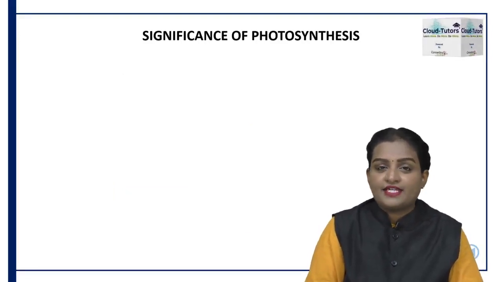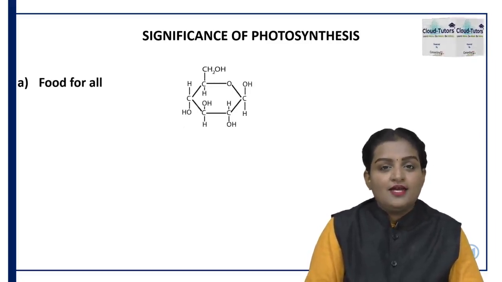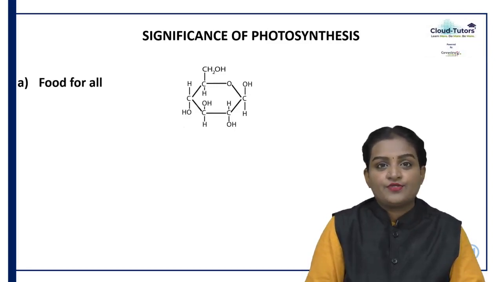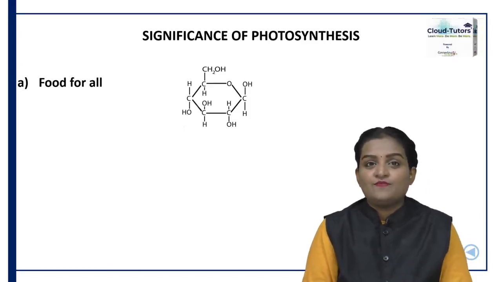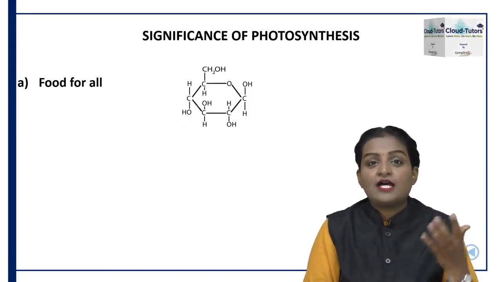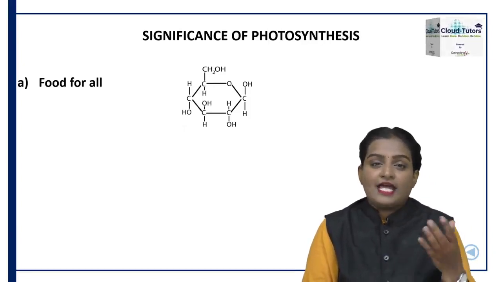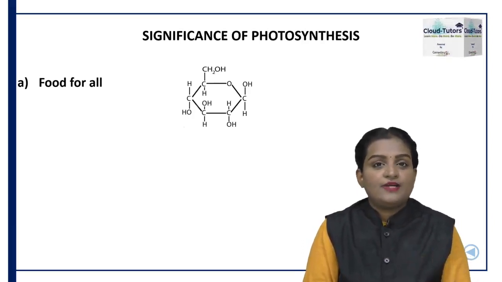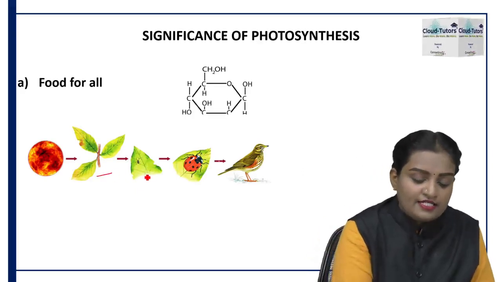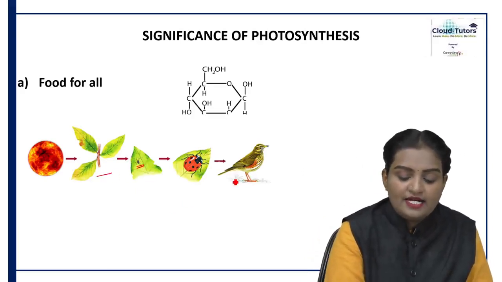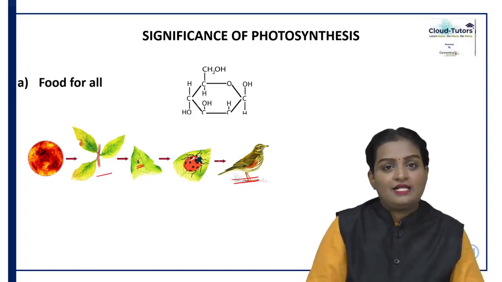Now what is the significance? There are three significant points here. One is food for all. We know that photosynthesis produces glucose, and glucose is a major energy giving molecule. So we may be omnivorous, carnivorous are dependent on herbivores, herbivores are dependent on plants. So directly or indirectly, all the organisms are dependent on plants for food. If you take a food chain, plant is eaten by herbivore, herbivore eaten by a carnivore. So every member in a food chain is dependent on plant.